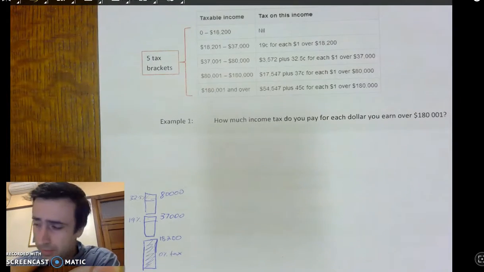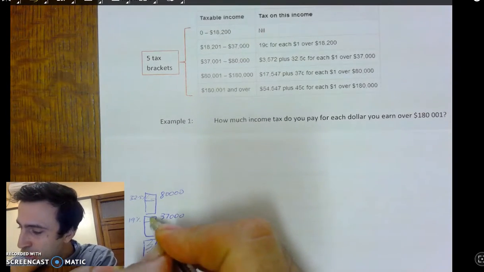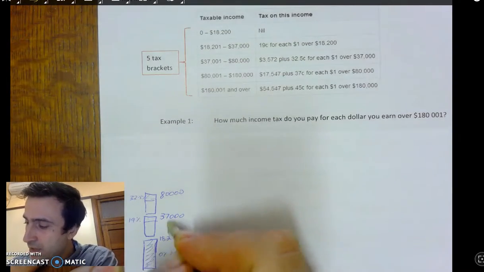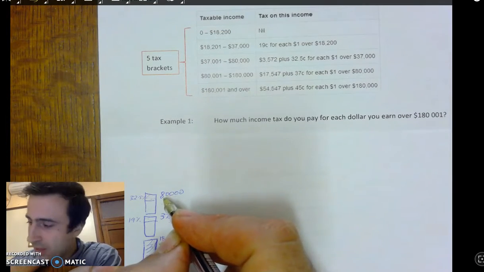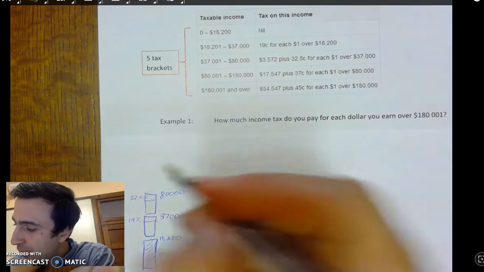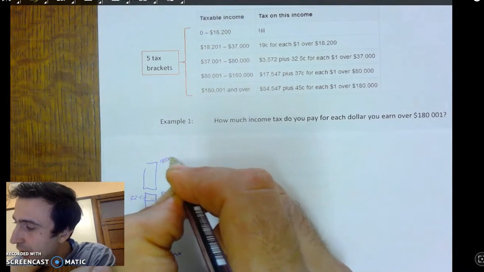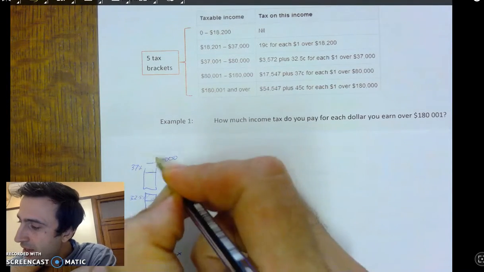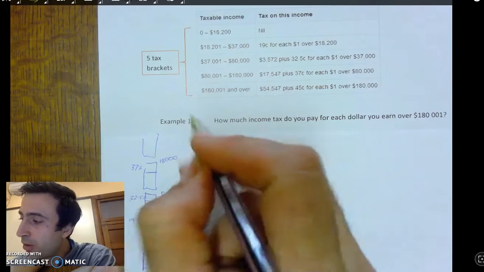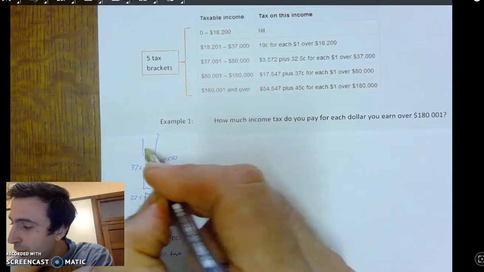Problem solved. Now, we see as we go up, for each chunk between 18,000 and 37,000, it's 19%, between 37,000 and 80,000, it's 32.5%. And for the next chunk, which goes all the way up to 180,000, you get taken out 37%. And for everything above that, going onwards and upwards, you get taken out 45%.